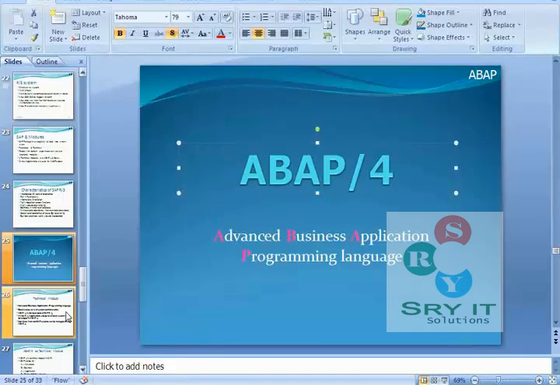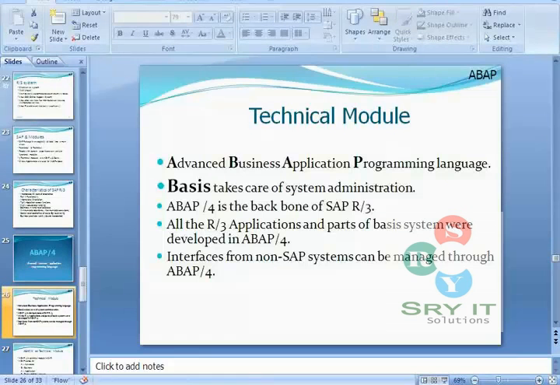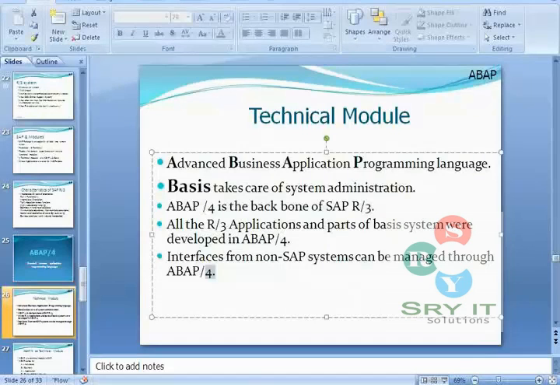So I have already discussed this. Basis will take care of system administration. ABAP is the backbone for the entire SAP R3, and all R3 applications that are part of the basis system were developed in SAP ABAP 4. An interface between SAP and non-SAP systems can be managed through ABAP. That is ALE, cross applications, and through cross applications we do all these features.